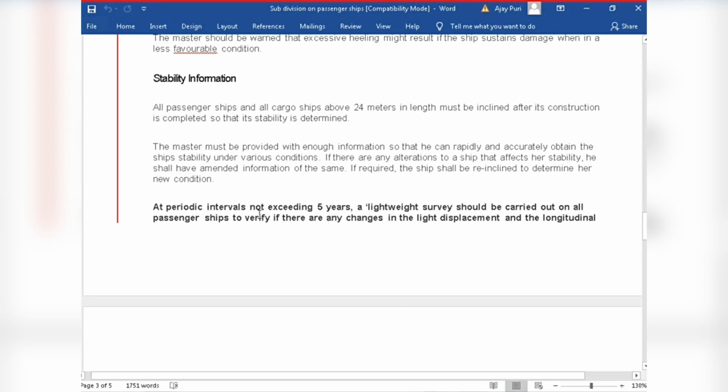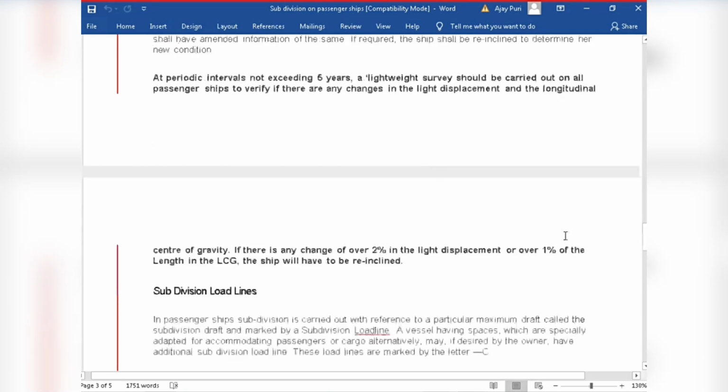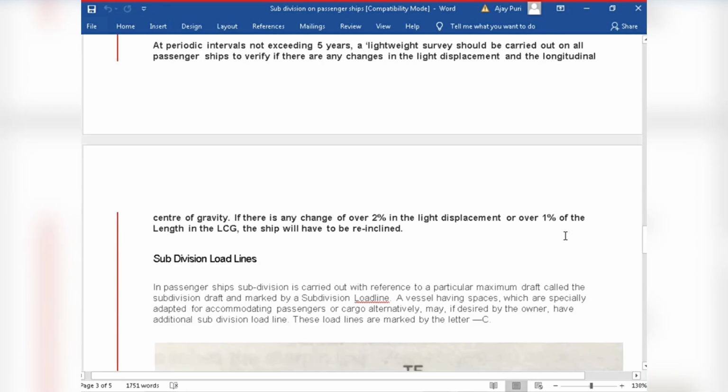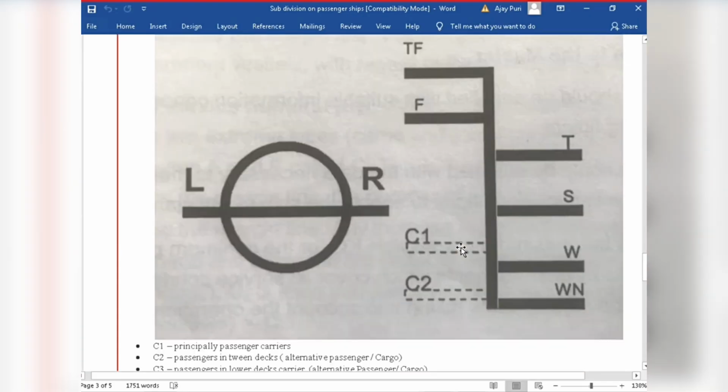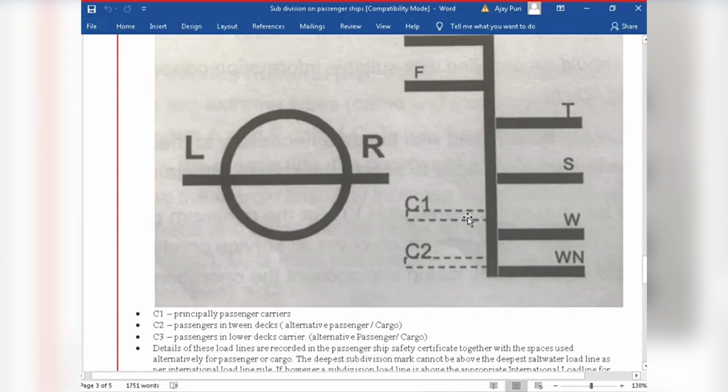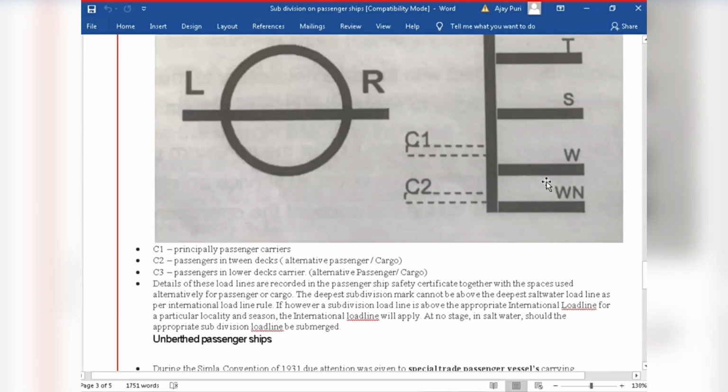So at periodic intervals not exceeding 5 years, a light weight survey should be carried out on all passenger ships to verify if there is any change in the light displacement and longitudinal center of gravity. And if there is a change of over 2% in the light displacement or over 1% of the length in the LCG, the ship should be re-inclined and the test results recorded. So this is a subdivision load line we have done, either this side or this side, but it should be below your summer load line.